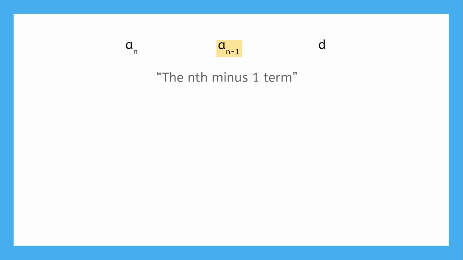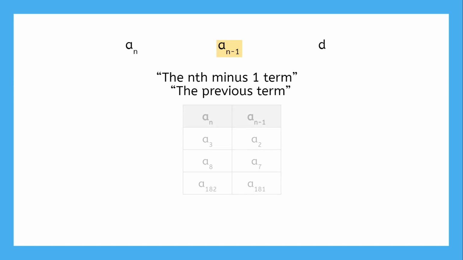This term, a sub n minus 1, is better interpreted as the previous term. It just means whichever term came before the one you're looking at. If you want the third term, then the previous term would be the second. If n is 8, then n minus 1 is 7. And if you're trying to find the 182nd number in the sequence, then the previous term would be the 181st.